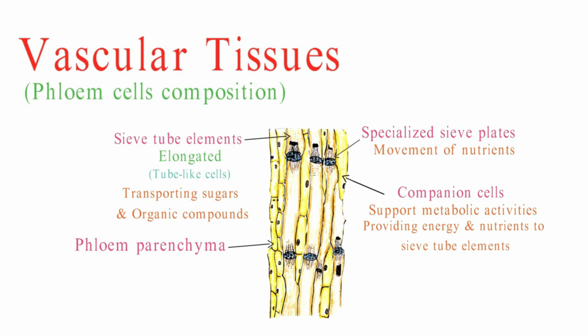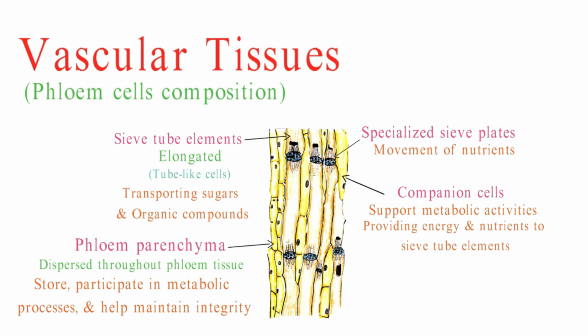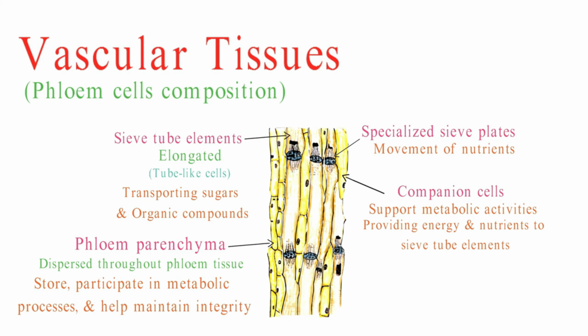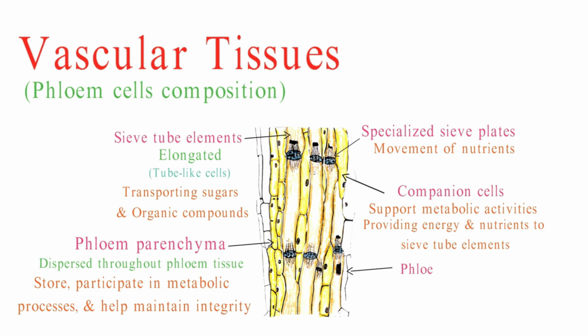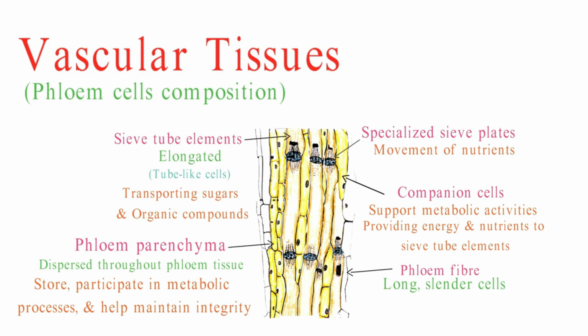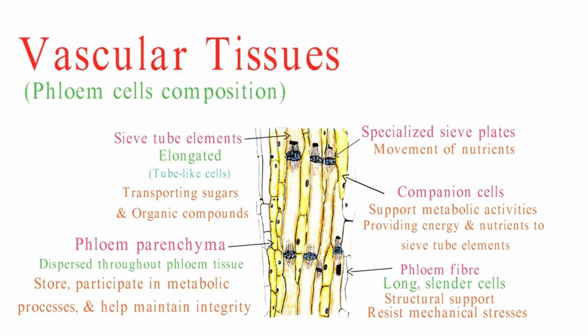Phloem parenchyma cells are dispersed throughout the phloem tissue and serve various functions. These cells store starch and other substances, participate in metabolic processes, and help maintain phloem integrity. Phloem fibers are long, slender cells that provide structural support to the phloem tissue. Their strong walls enhance the overall stability of the phloem and help resist mechanical stresses.